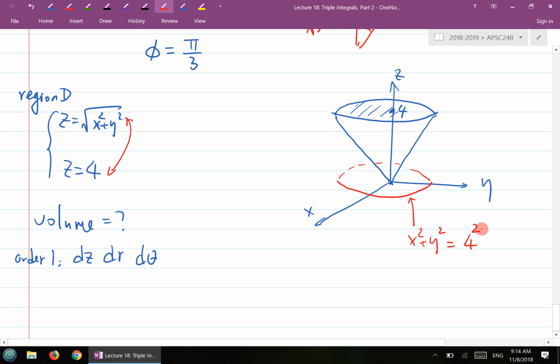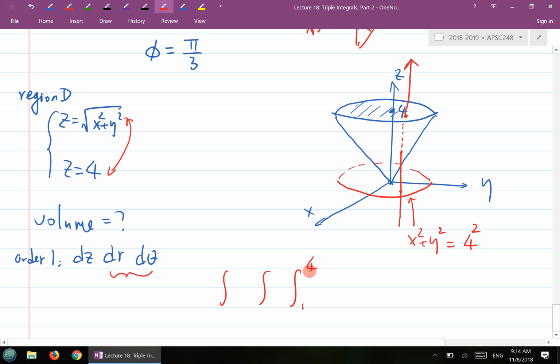Okay. That's your shadow. Once you get a shadow, pick points in the shadow, go along the positive z-axis direction. You will have a first contact, second contact. First contact falls onto the surface of the cone. Second contact falls on the top surface. So your z max is the top one, that's 4, right?